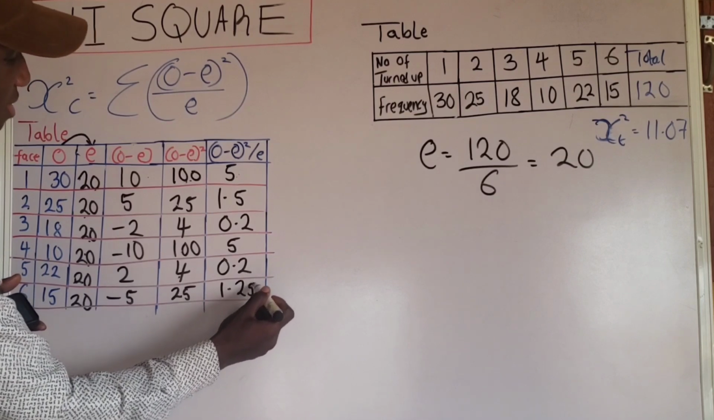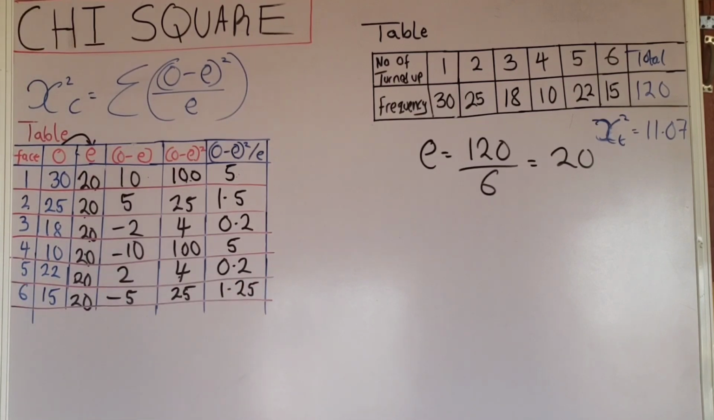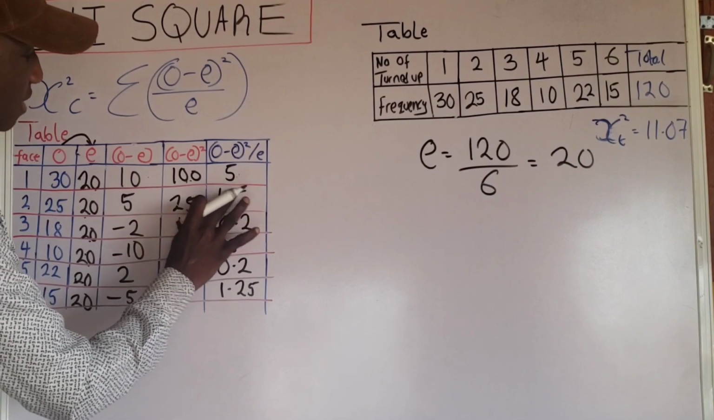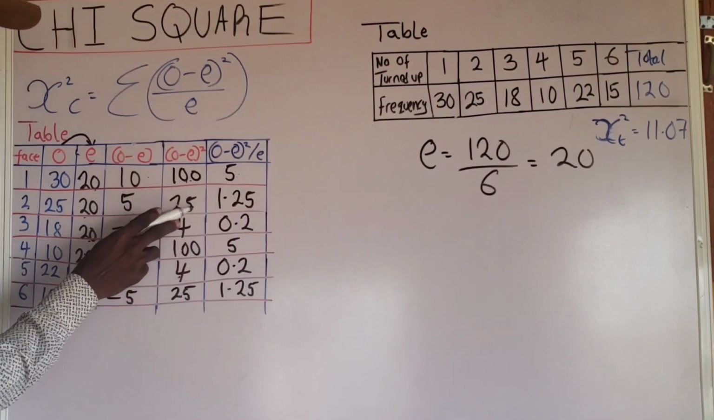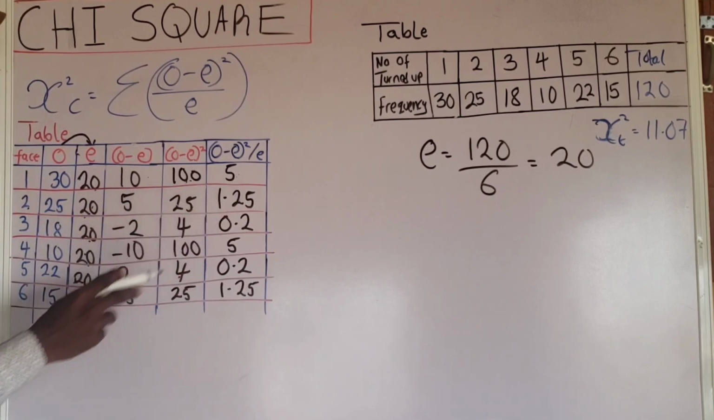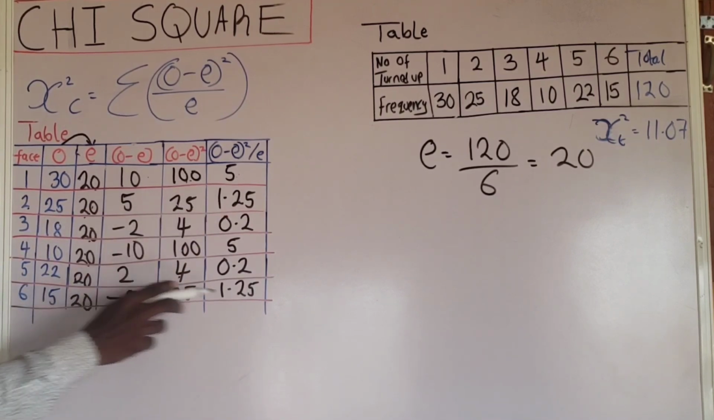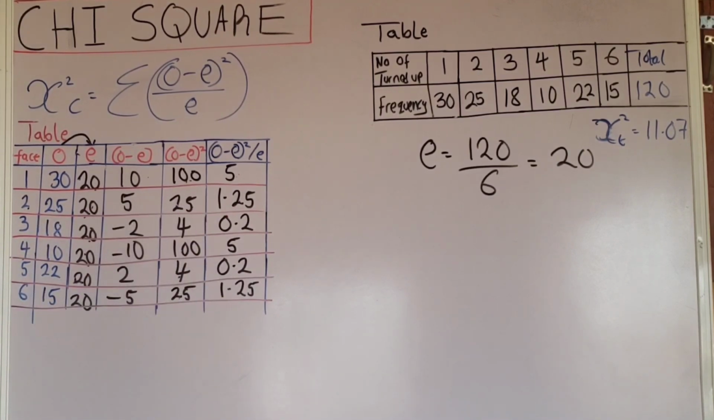1.25. Please, let me check. I want to check this. 25 divided by 20. Okay, it is 1.25. Sorry, this should be 1.25 as well. Okay, 25 divided by 20 is 1.25. Please, do you understand? Don't make mistakes.